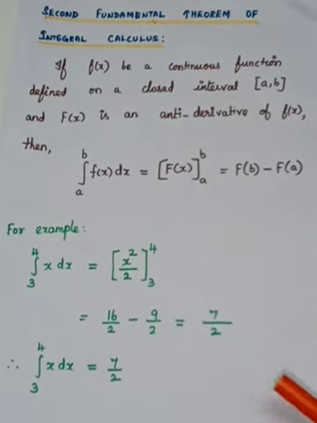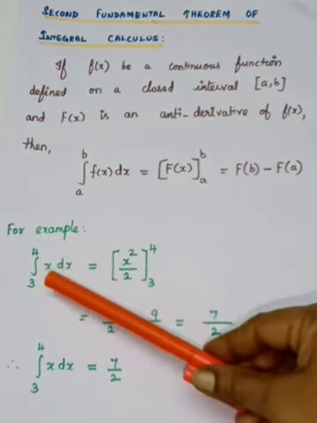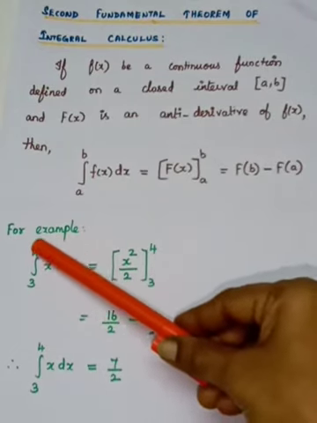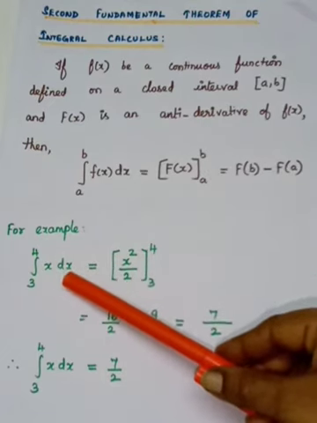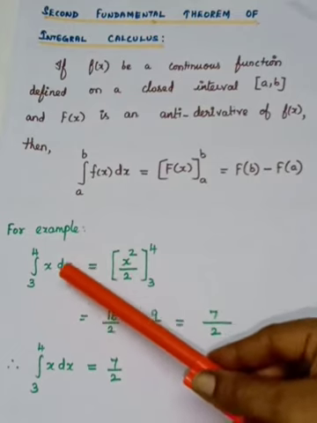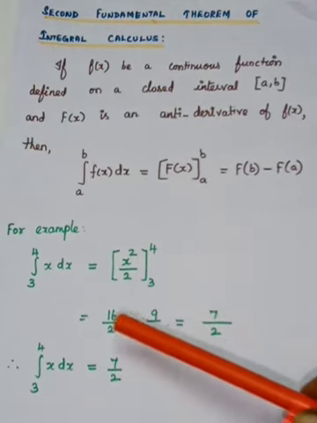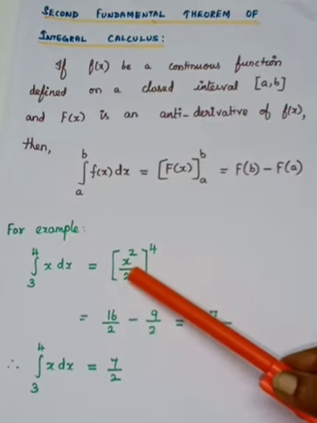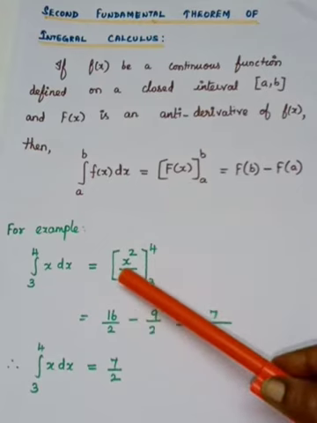See this example. You have to evaluate the integral from 3 to 4 of x dx. First, you have to integrate. What is the integration of x dx? You studied in 11th standard that the integral of x power n dx is x power n plus 1 divided by n plus 1. Here the power of x is 1, so using that formula it is x squared divided by 2. So we have completed capital F(x).